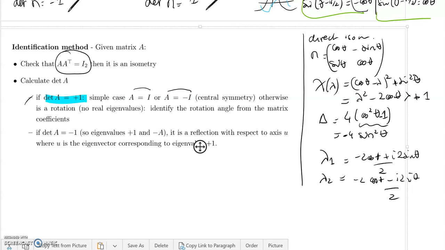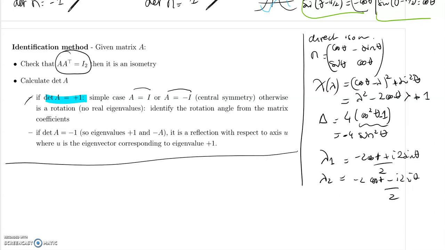So let's go on with what we began last time, during the last video. We were exploring the direct isometries, and we found out that knowing the matrix would be written like this, the corresponding eigenvalues would be those ones. Let's rewrite them a bit more nicely.